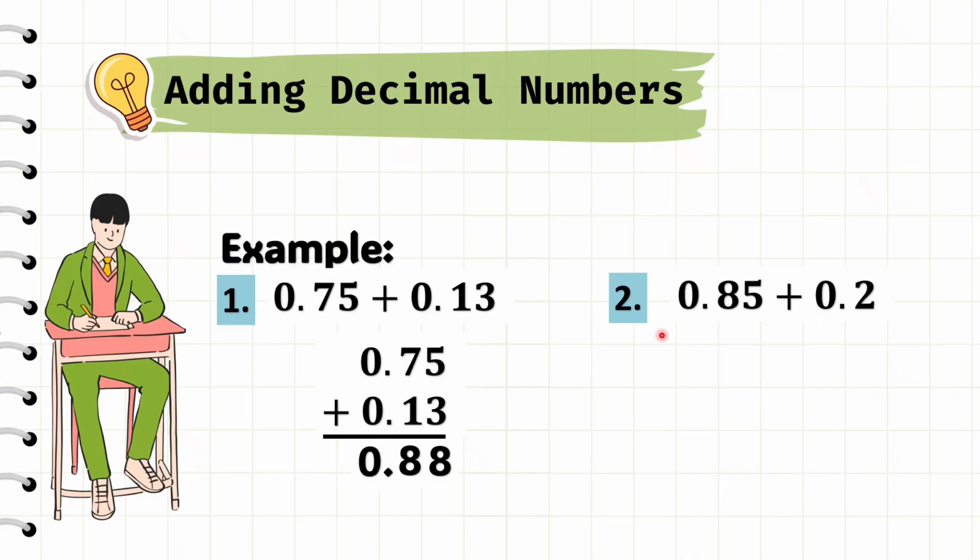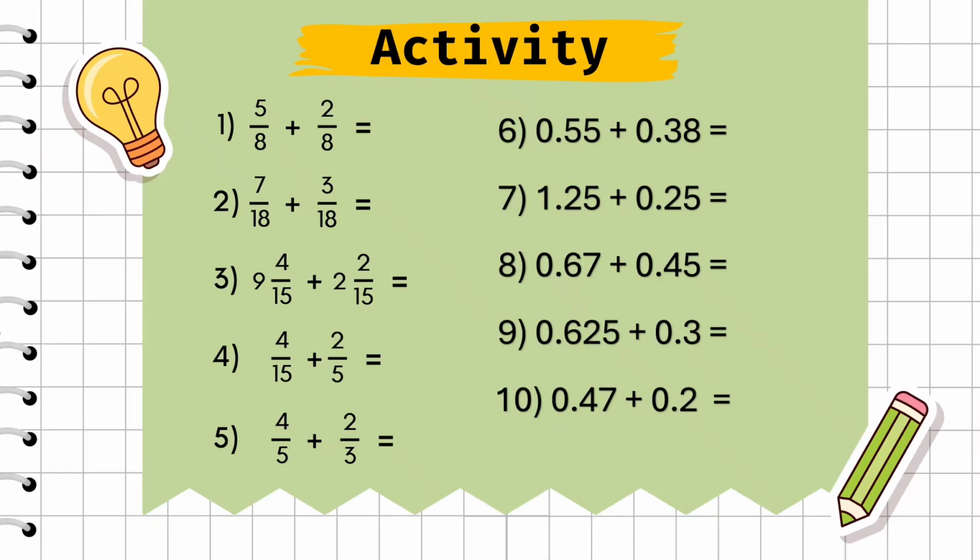Another example, 0.85 plus 0.2. So i-align muna natin ang kanilang decimal point. So we have 0.85 plus 0.2. Kung mapapansin mo, walang katapat si 5. So, bring down 5. Then 8 plus 2 equals 10. Put down 0, carry 1, then 1 plus 0 plus 0 equals 1. So we have 1.05.